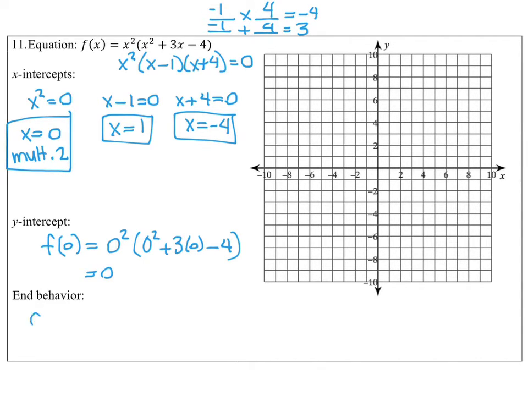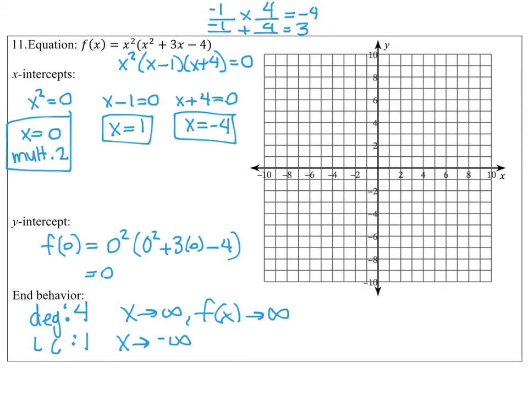For the end behavior here, my degree is 4. My leading coefficient is a 1. So I have a positive leading coefficient. So as I go to the right, I'm going up. And then I have an even degree, which means the left and right sides are going the same direction, which is a little bit different than the ones we've been looking at so far. We've been looking at degree 3. Right now we're looking at degree 4, which means both sides go up.